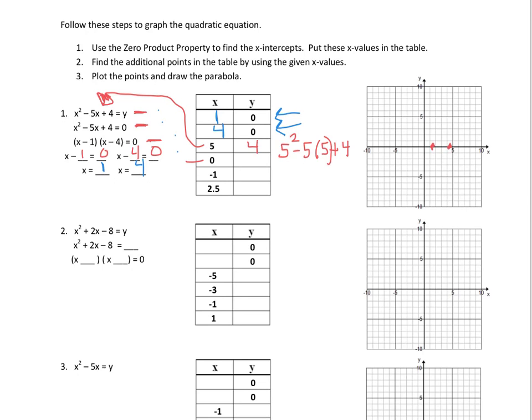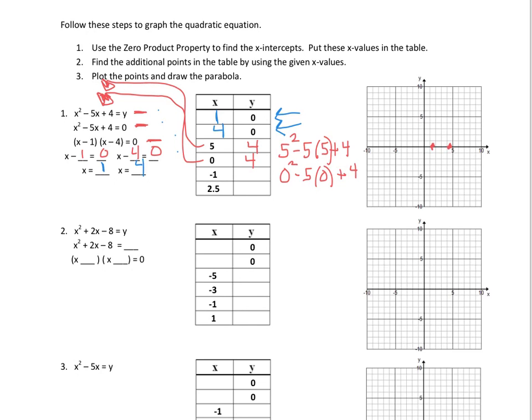Now I'm going to do the same thing with 0. Plug it into the original equation. So 0 squared minus 5 times 0 plus 4. All right, so 0 squared is 0, minus 5 times 0 is 0, plus 4.